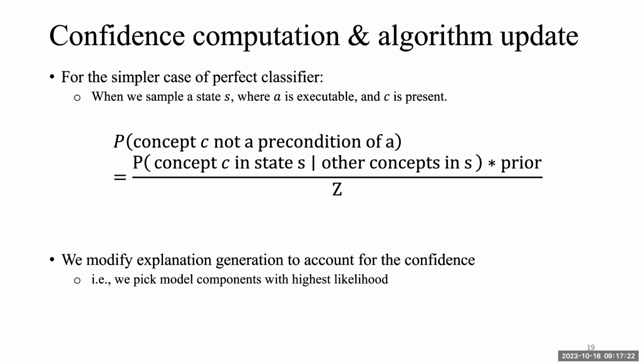Intuitively, what this is saying is that if you usually notice this concept with all these other concepts in the state, then it's not strong evidence, and thereby the possibility that it is not a precondition would still be high. So you would have to sample a lot more states where you keep encountering this concept before you are confident that yes, this is a precondition. Based on these formulas, we modify our explanation generation procedure, and it will now only output the most likely explanations to the user.